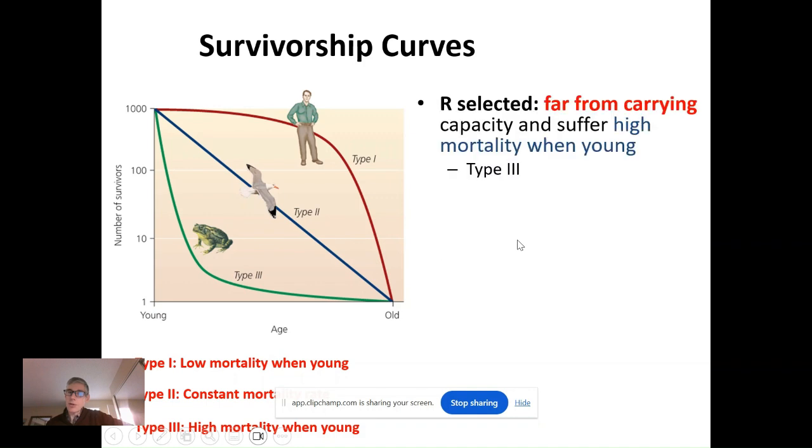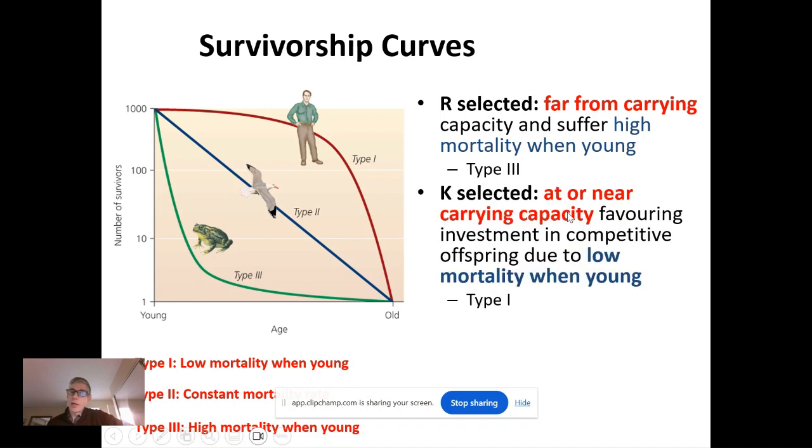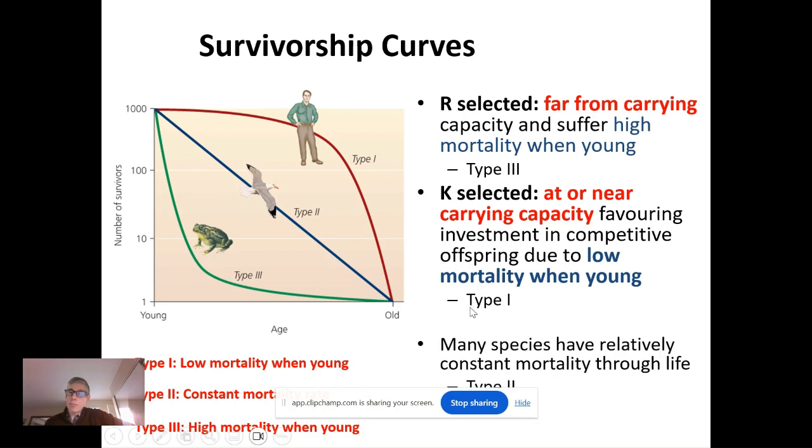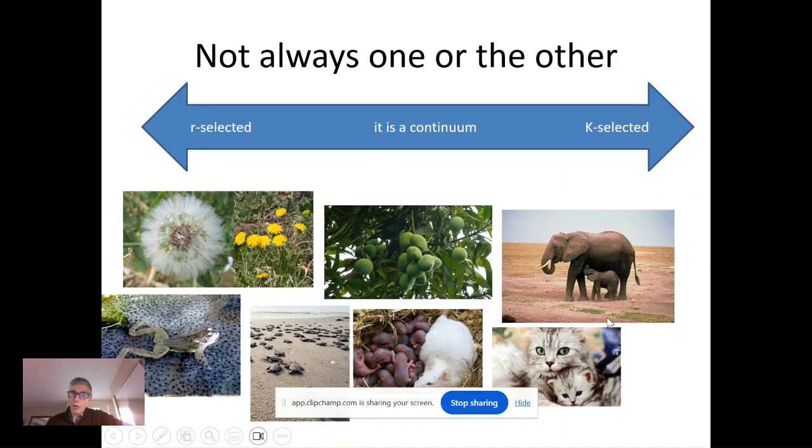So if we think about the type 3, we call those R selected. They're far from the carrying capacity, so therefore there's good potential for growth. K selected, close, so you have fewer offspring which are more competitive. And then finally you've got the intermediates, halfway house, bit of both. And so if you array them on a spectrum, you can see things with tons of offspring on the R selected side and things with fewer offspring for high investment on the K selected side.